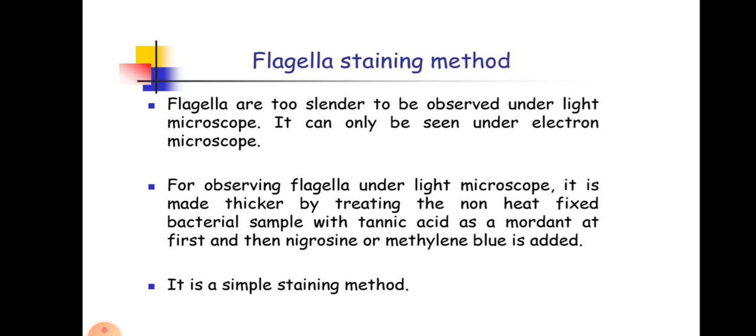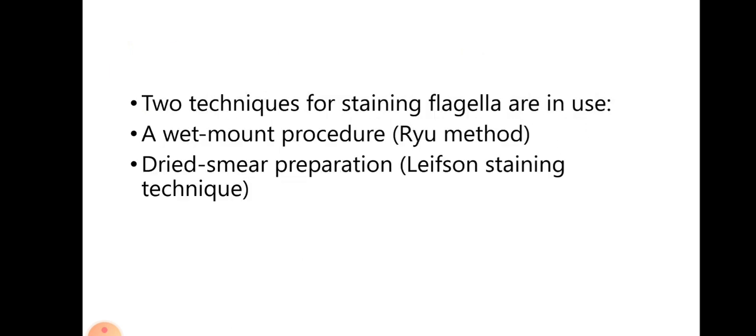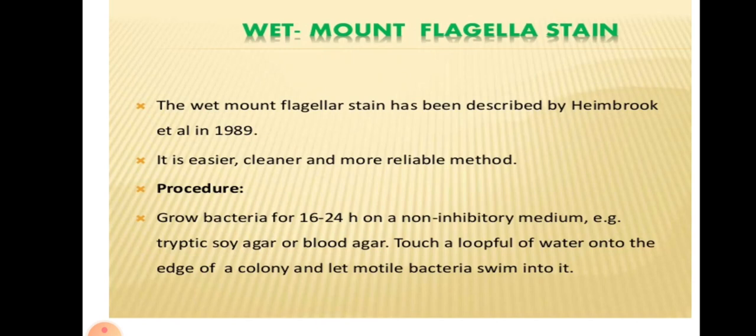For observing flagella under light microscope, they are made thicker by treating the non-heat-fixed bacterial sample with tannic acid as a mordant at first and then nigrosin or methylene blue is added. This is a simple staining method. There are two techniques for staining flagella. One is the wet mount method, also known as the Leifson method, and the other is a bright smear preparation called the Leifson staining technique. In this particular video, we will go through the wet mount procedure.